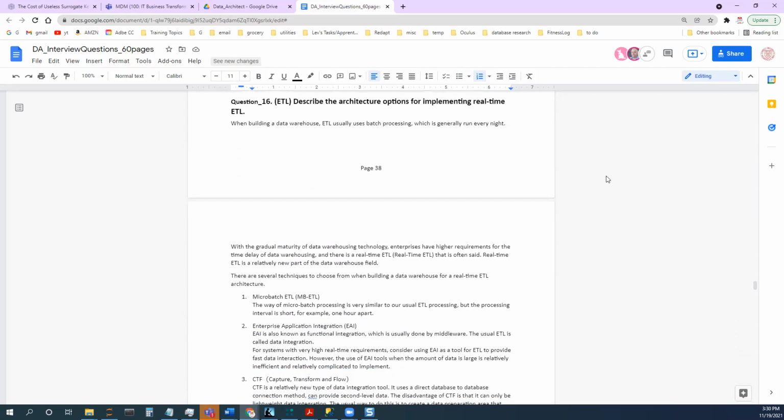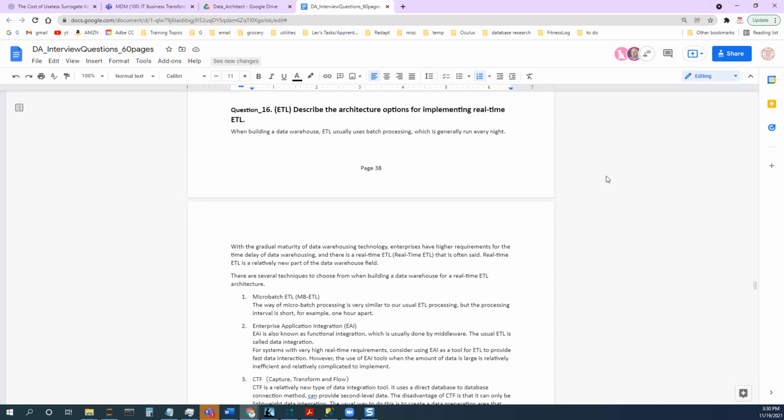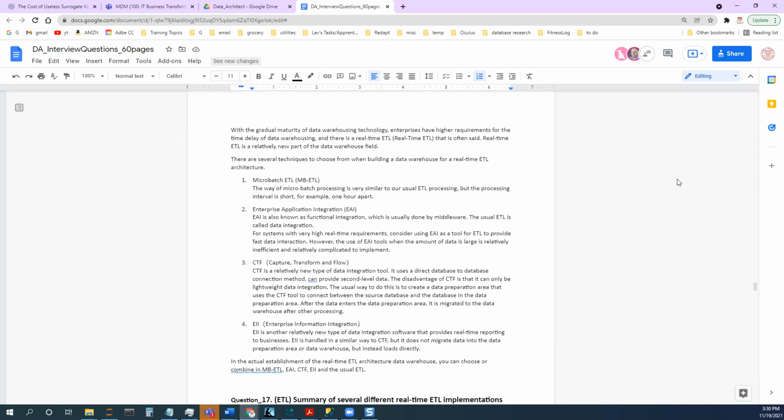Describe the architecture options for implementing real-time ETL. When building a data warehouse, ETL usually uses batch processing, which is generally run every night. With the gradual maturity of data warehousing technology, enterprises have higher requirements for the time delay of data warehousing, and real-time ETL is often used. Real-time ETL is a relatively new part of the data warehouse field. There are several techniques to choose from when building a data warehouse for real-time ETL architecture.